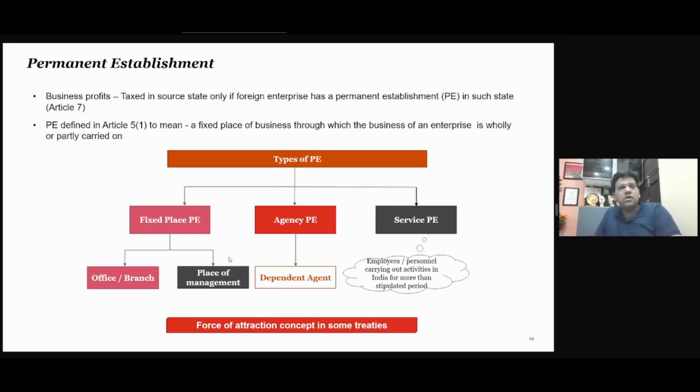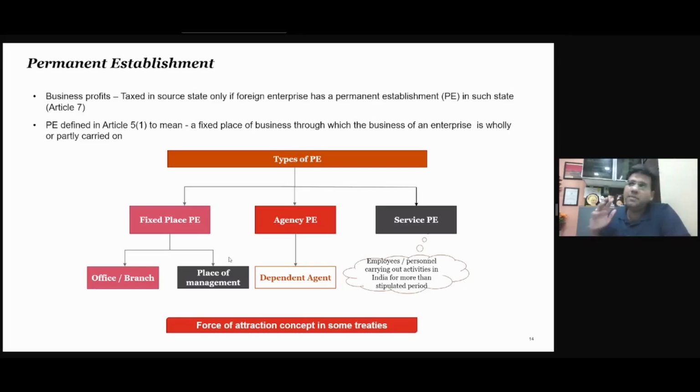So once you have a PE, your business profits to the extent attributable to the PE are taxed in India. And the calculation of those profits is based on a separate entity concept. You have to assume that the PE by itself is a separate entity and calculate its profits accordingly. While it is easier said than done, because usually it is not possible to bifurcate the business activities in numerical terms. There is a lot of coherence and interlinkages between the foreign company and this PE.